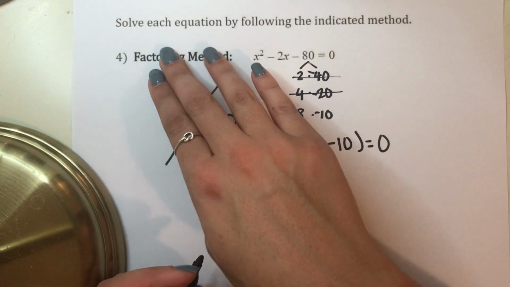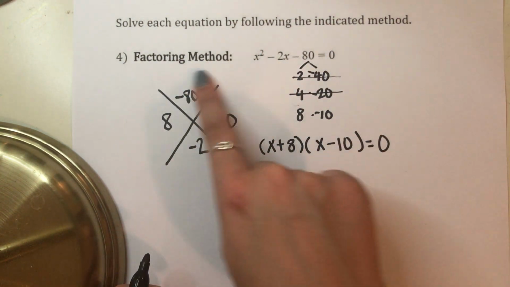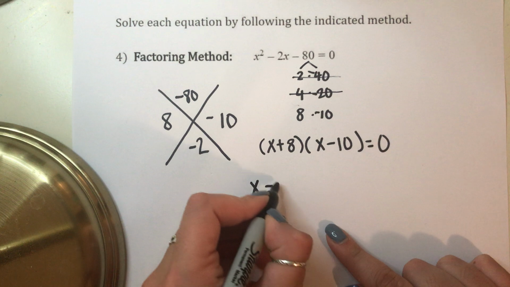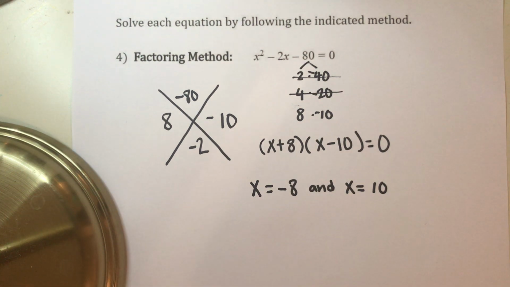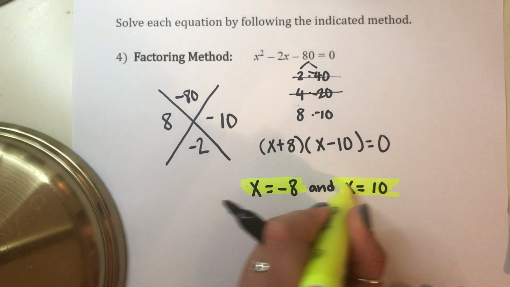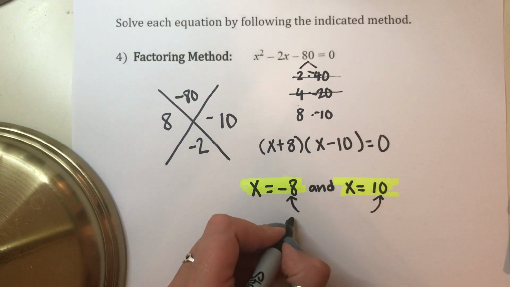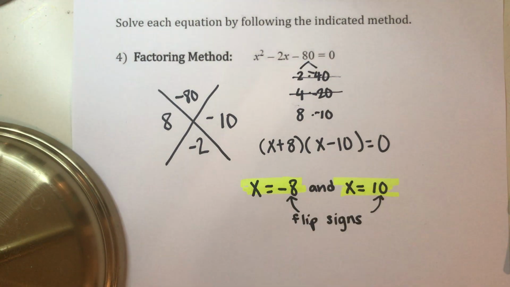We want to look and see that the instructions are to solve each equation by the following indicated method, and this method is factoring. So we're using factoring method to get the answer. So what I'm going to write for my answer is x equals negative 8 and x equals 10. Okay, I'll highlight those. And I'll remember to write, if this was my test, I would just write flip sides, just in case you never know what you'll forget on a test. Okay, and that's how we do number 4. So I'll pause this video, and then in the next video, we'll do numbers 5 and 6.